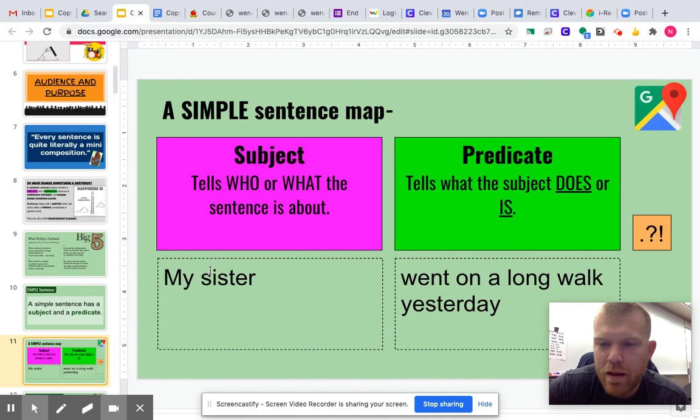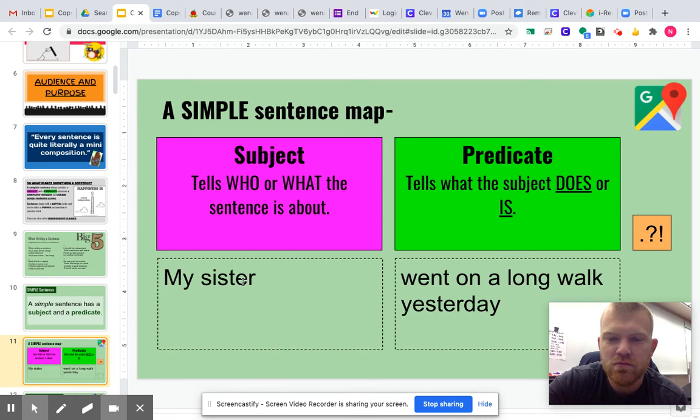And please write down this map. This is what's going to help it make sense for you guys as we get into compound and complex sentences later and start writing paragraphs and essays. This is the basics. This is the essence of what we do. A simple sentence map. Subject tells who or what the sentence is about. So write that down. Subject tells who or what the sentence is about. And I would recommend making a little square like this with subject and then tells who or what the sentence is about. Predicate tells what the subject does or is. Predicate tells what the subject does or is.